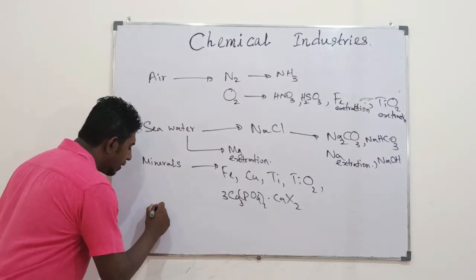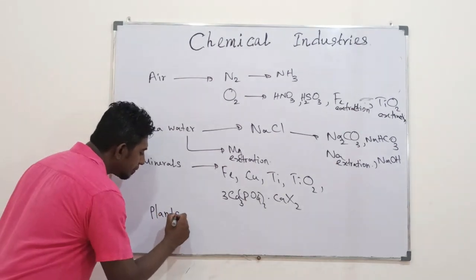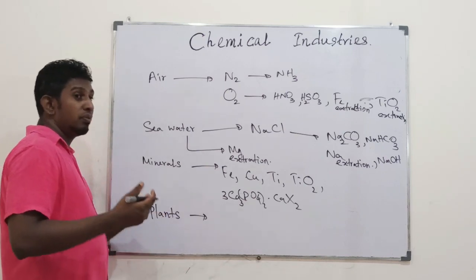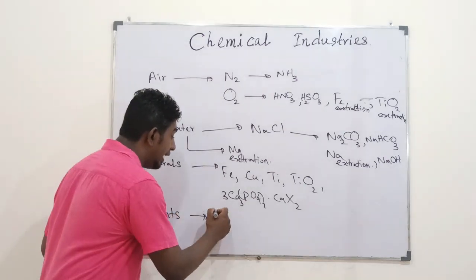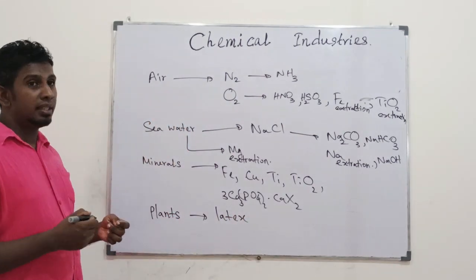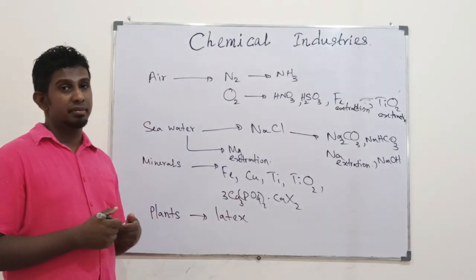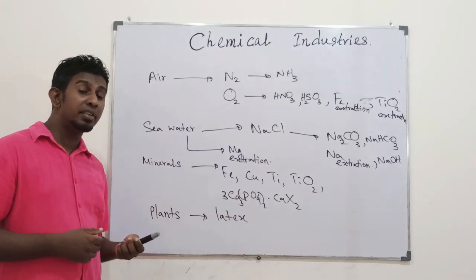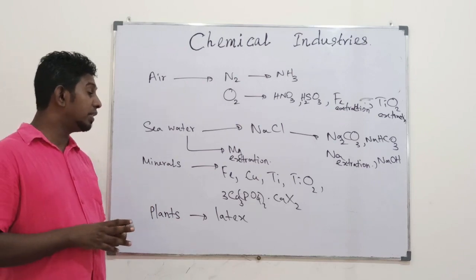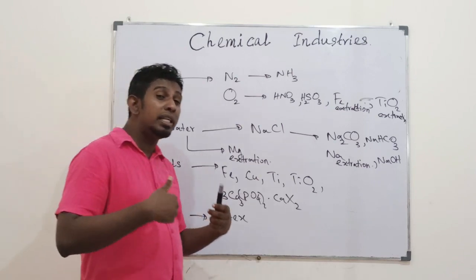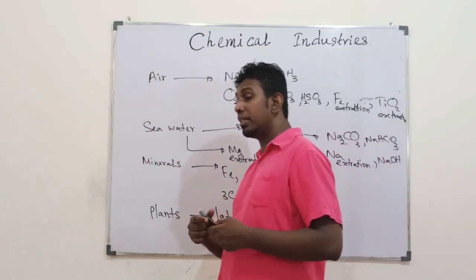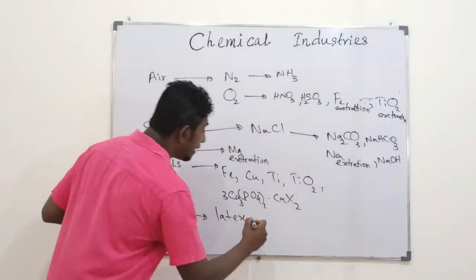Then plants also serve as sources for various products, like rubber latex. Then some other products, those resins you could get from plants. Such cellulose fibers you could get from plants, and biodiesel you could get using plants as the source. They are manufacturing biodiesel.